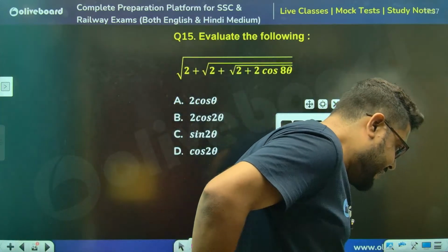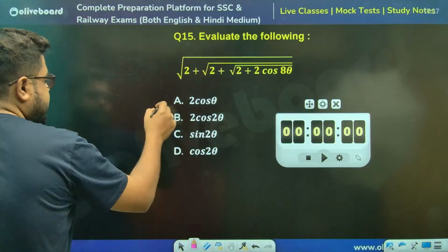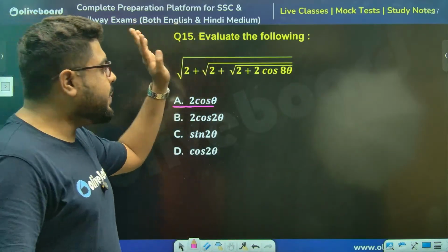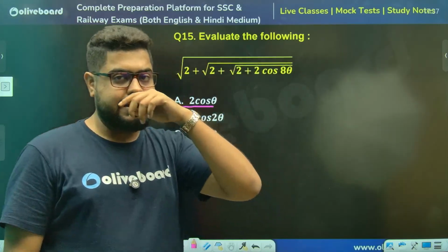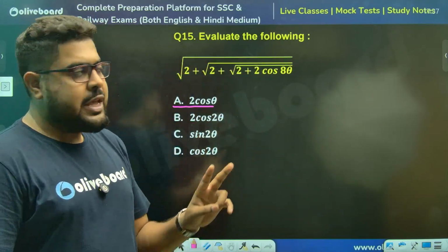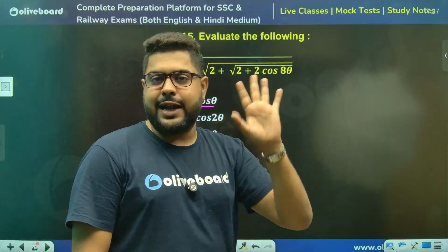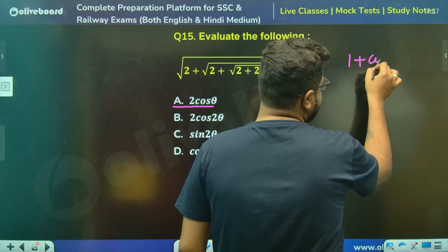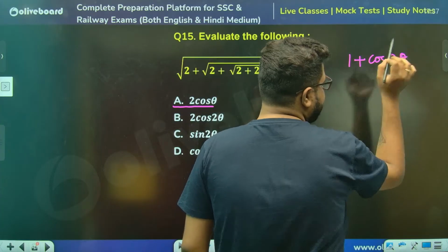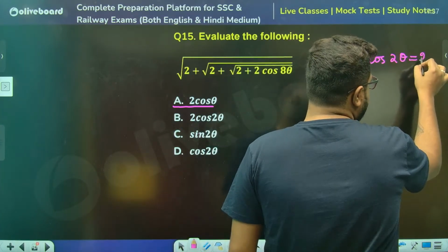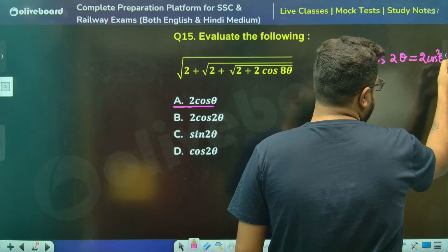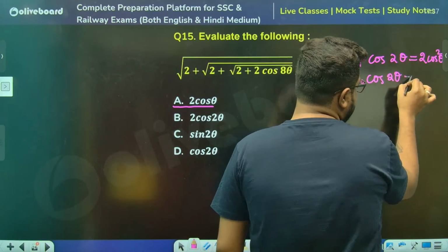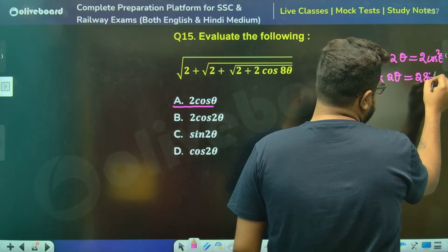Panmay is saying A is the answer. Okay, fine. Now, I told you from advanced identities, multiple angles especially, two formulas. You remember them like your left and right thumb. What are those two formulas? 1 plus cos 2 theta is equal to 2 cos square theta. And 1 minus cos 2 theta is equal to 2 sine square theta.